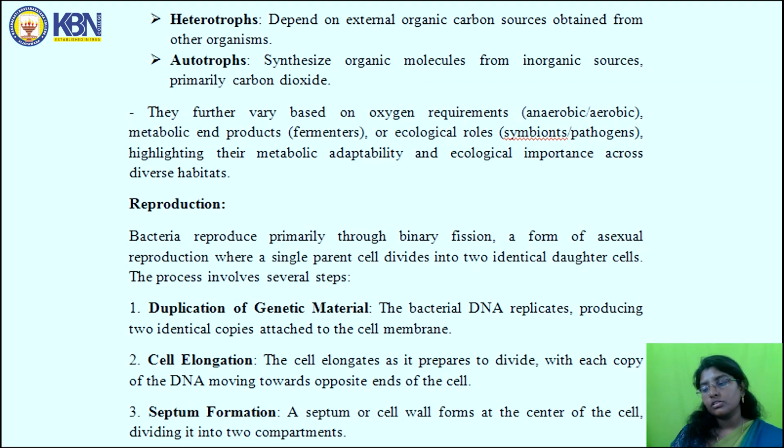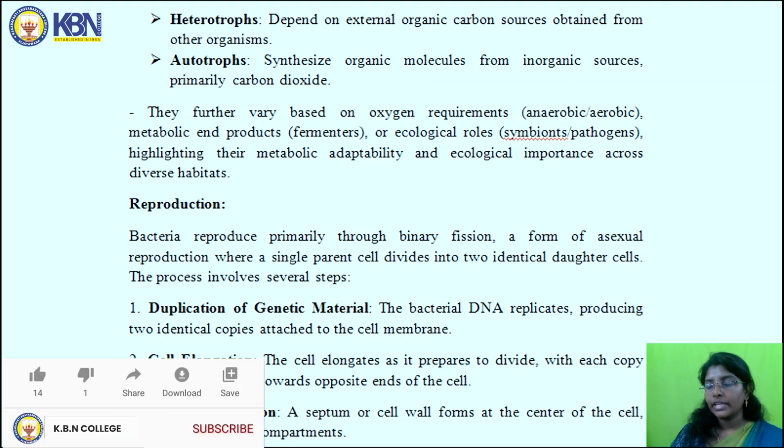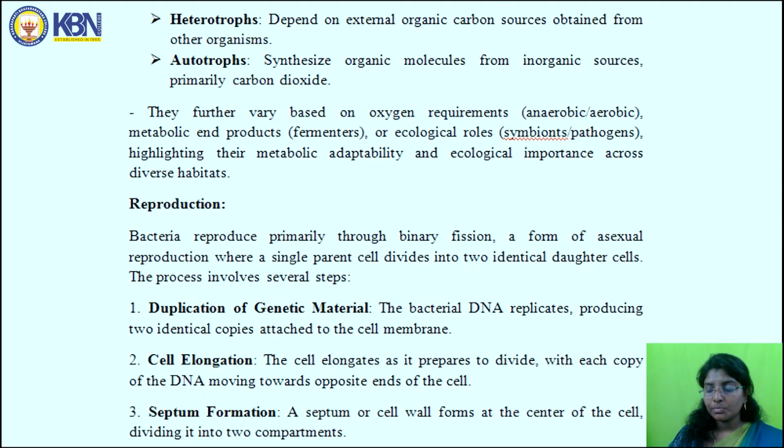They are further divided based on their oxygen requirements, their metabolic end products, which are also called fermenters, and by their ecological roles, highlighting their metabolic adaptability and ecological importance across diverse habitats. And bacteria undergo reproduction primarily through binary fission, a form of asexual reproduction where the single parent cell divides into two identical daughter cells.